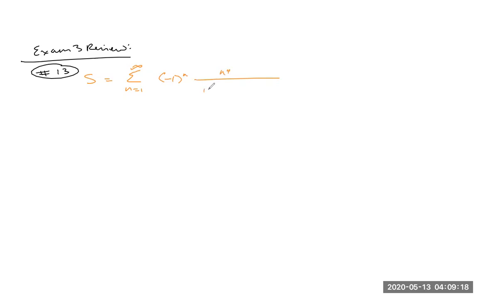Exam 3 review, number 13. Check convergence or divergence of S, which is a summation from n equals 1 to infinity, -1 to the n, n to the fourth, divided by n to the fourth, I cannot see that, plus n squared, plus 1.